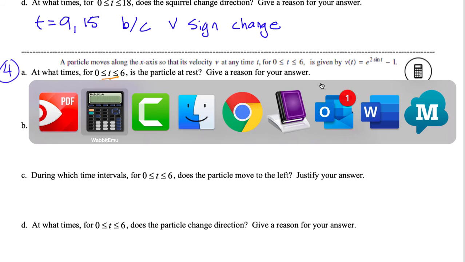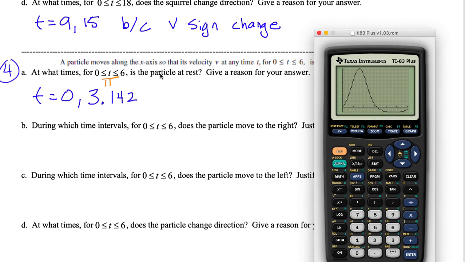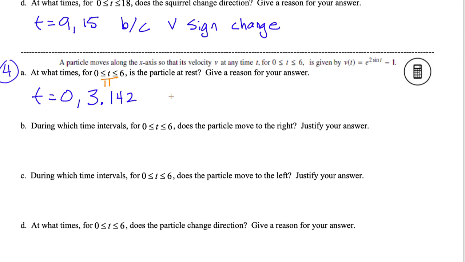All right, so we have that graph. We have those times that the particle is at rest. We need to give an explanation. That's because, oh, I need to switch back to blue. That is because time, curly t, is equal to 0.